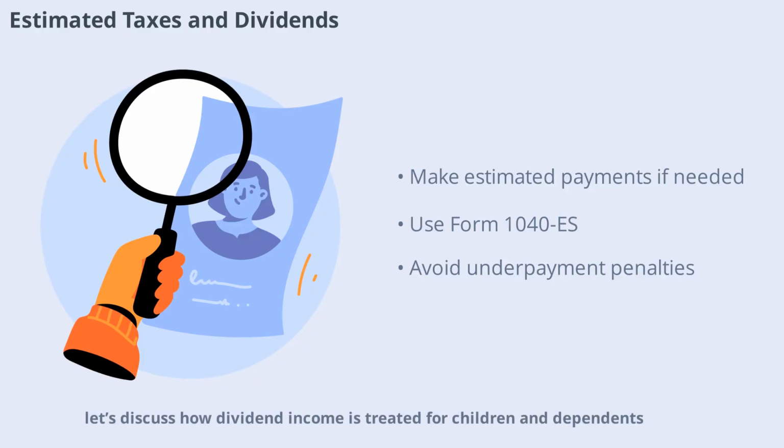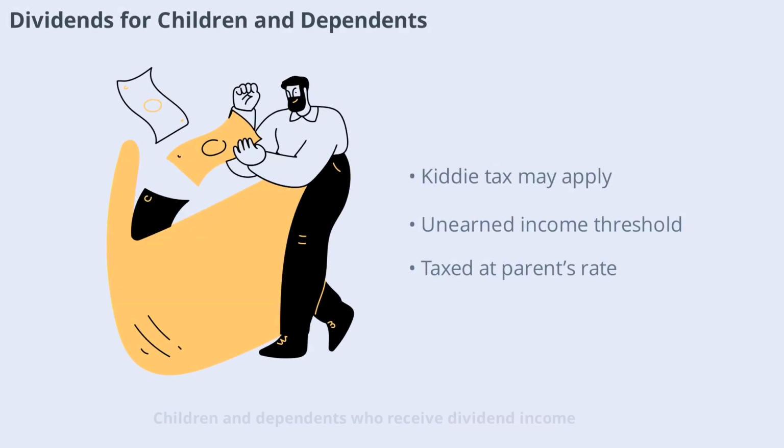Next, let's discuss how dividend income is treated for children and dependents. Children and dependents who receive dividend income may be subject to special tax rules, known as the kiddie tax. If a child's unearned income, including dividends, exceeds a certain threshold, part of it may be taxed at the parent's tax rate. This rule is designed to prevent families from shifting investment income to children to take advantage of lower tax rates. It's important to understand these rules if you're investing for your children.